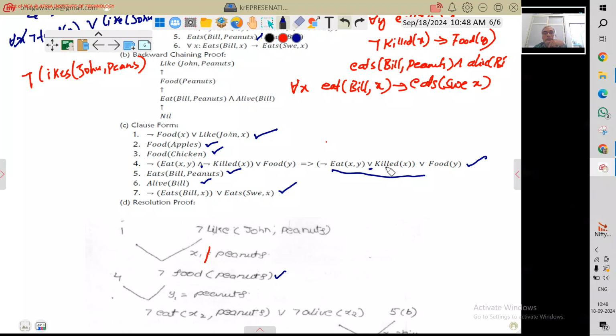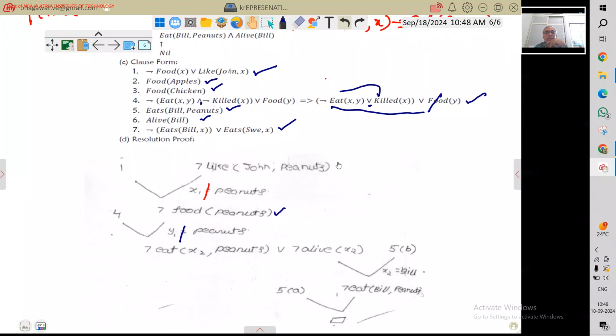But if you take the fourth one, here you have food, killed and eat. Now you have food of y here and negation food of peanuts. Now you can replace y with peanuts and we can cancel these two. So you replace y with peanuts in your fourth predicate. Now food and negation food get cancelled, and these two are left as our resolvent clause.